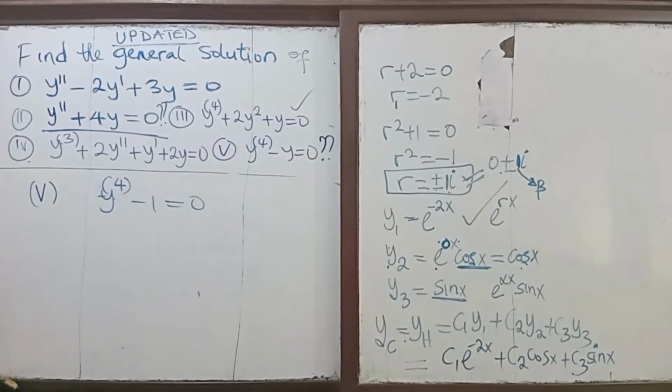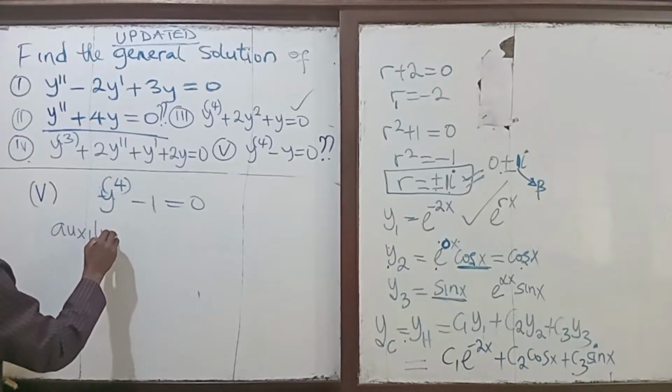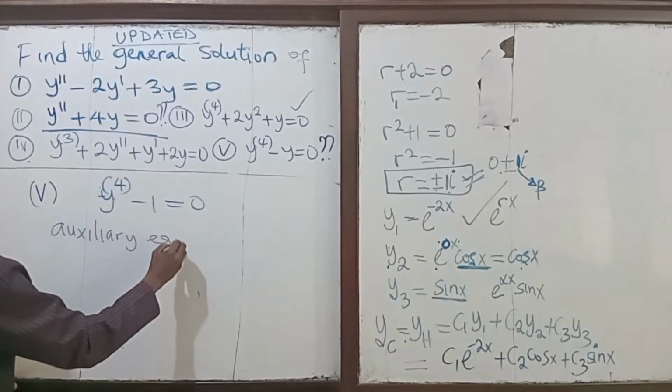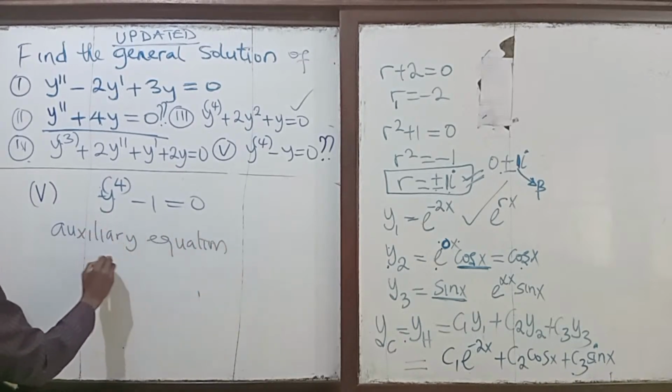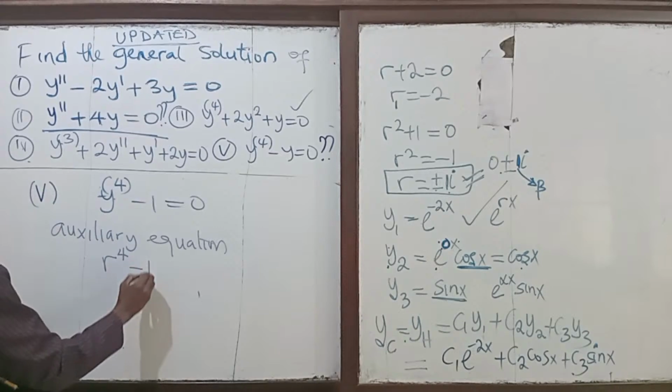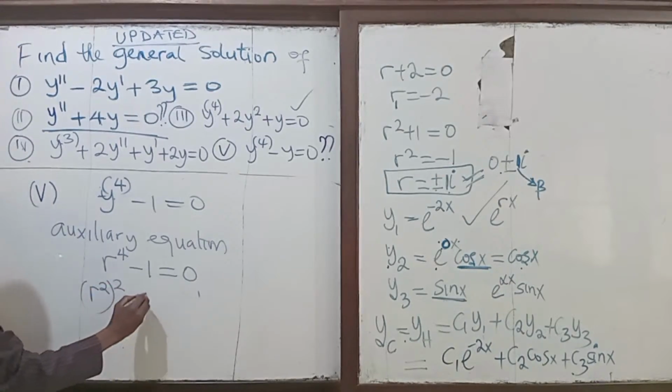So that's what we have there. So this will be equal to the first differential. Get the auxiliary equation, and that will be equal to r to the power 4 minus 1 equal to 0. Okay, and this will be equal to r to the power 2 squared minus 1.